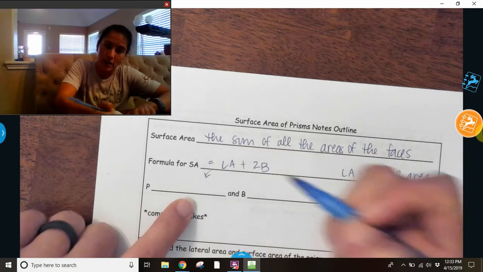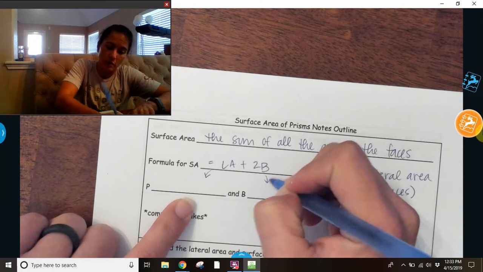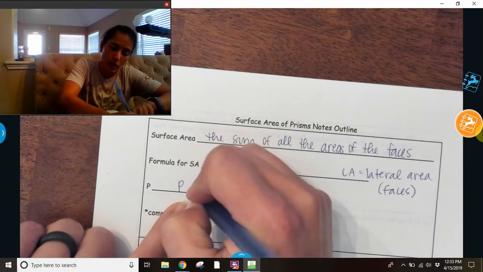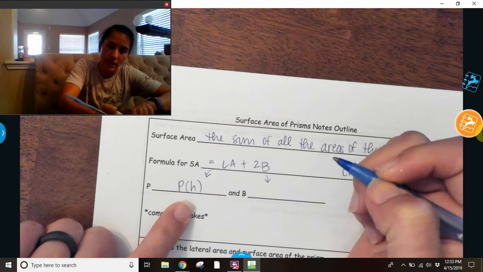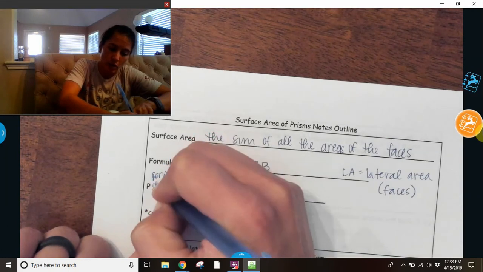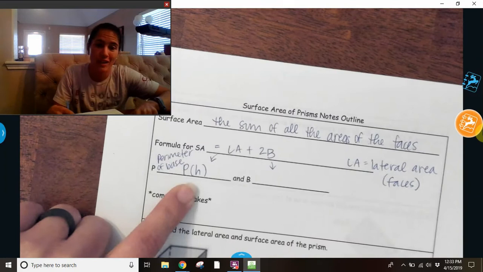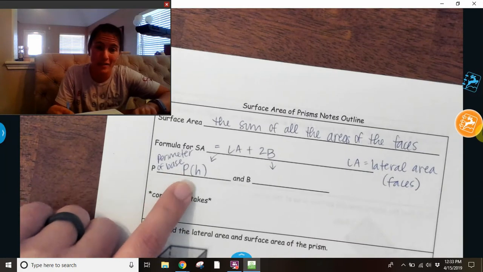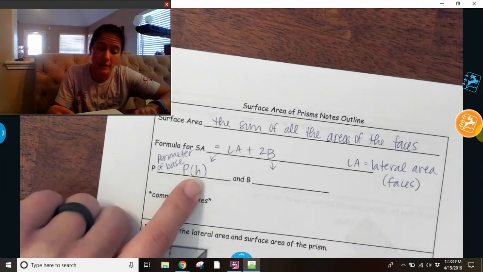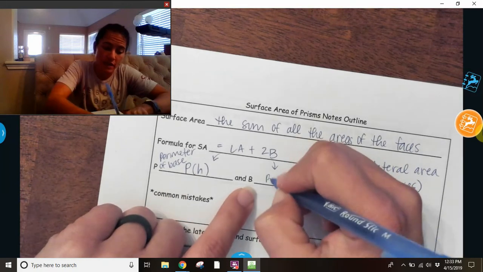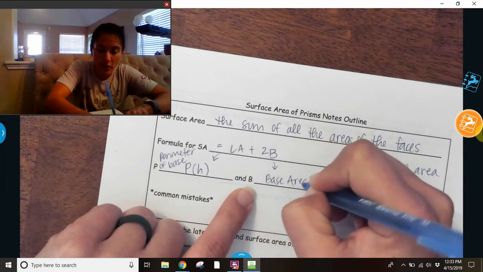And so here we go. Lateral area breaks down. So I'm going to kind of break these down. Lateral area breaks down to perimeter times height, and the perimeter of the base. You want to make sure you write that down because you will forget what perimeter do I take. So the perimeter of the base times the height of the prism, and twice B, and this is the base area.